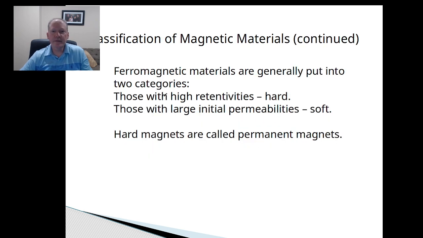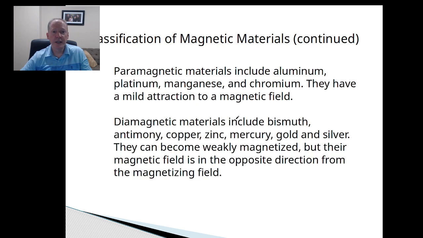Now, ferromagnetic materials are generally put into two categories: those with high retentivities and those with large initial permeabilities. So one's a hard magnet, one's a soft magnet. Hard magnets are called permanent magnets, and the soft magnets are more temporary. Okay?